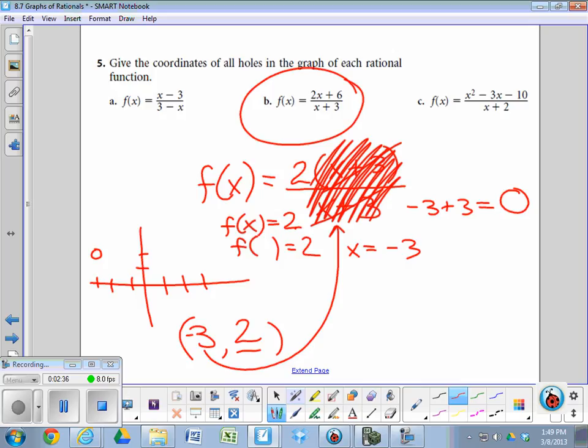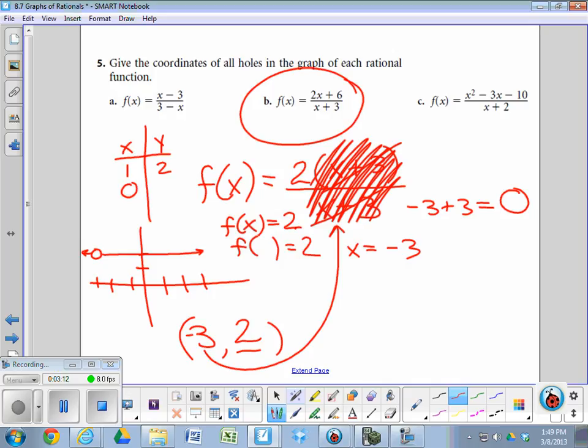Everywhere else on this function, friend, it's just going to be a horizontal line with a hole at negative 3 comma 2. If you wanted to figure out why, you can make a quick table of values and try plugging a few numbers in, like 1. On top, what's 1 times 2 plus 6? On the bottom, what's 1 plus 3? What's 8 over 4? 2.